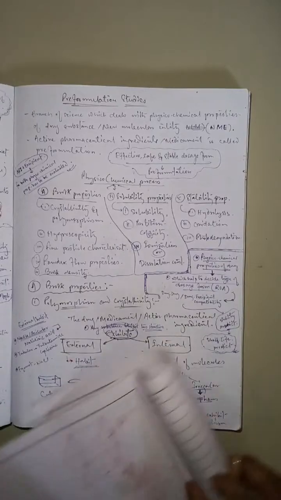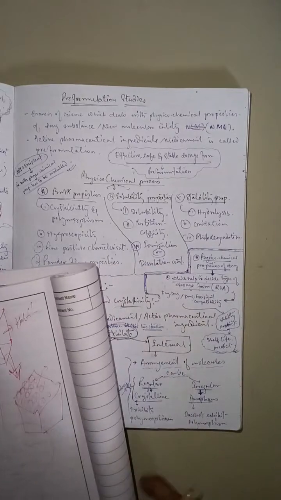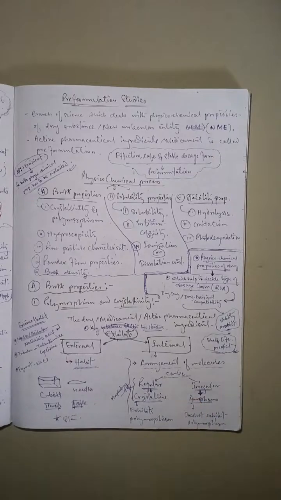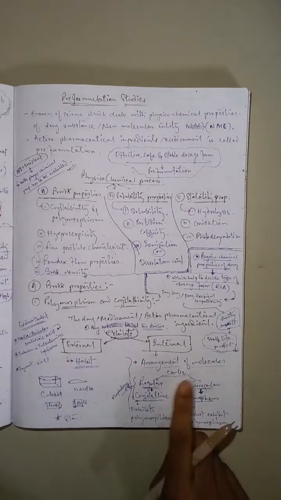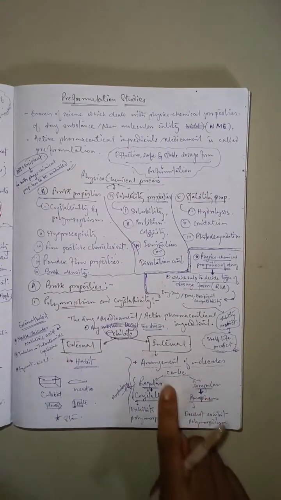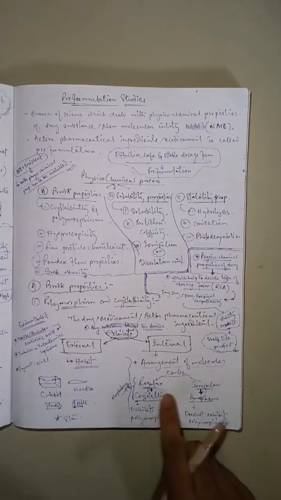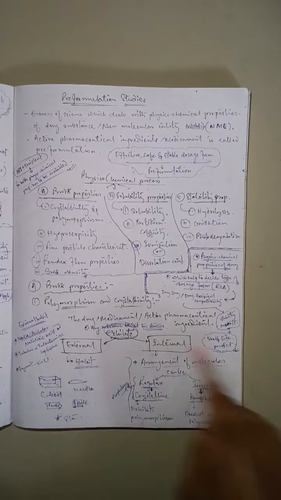Whereas the internal structure is directly dependent on the arrangement of the particles or molecules. The arrangement of the molecules can be regular or irregular. If it is regular, then it is called crystalline. Crystalline morphology exhibits polymorphism. Whereas if it is irregular, then it is called amorphous, and amorphous doesn't exhibit polymorphism. So polymorphism is dependent on the arrangement of the molecules inside the structure.